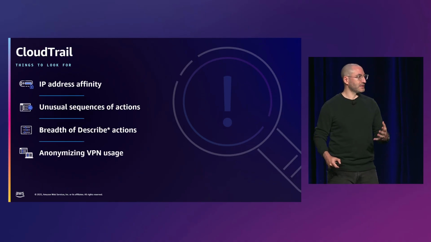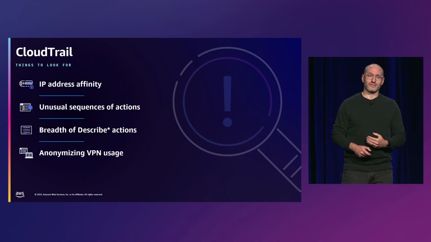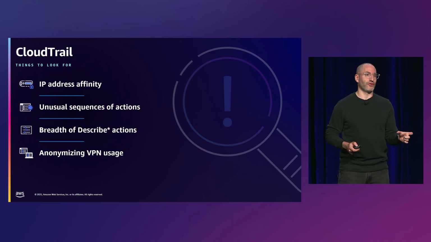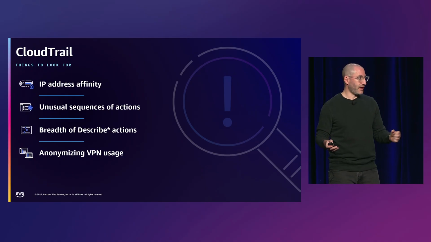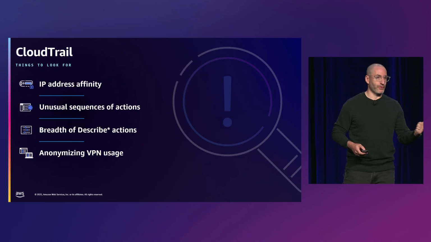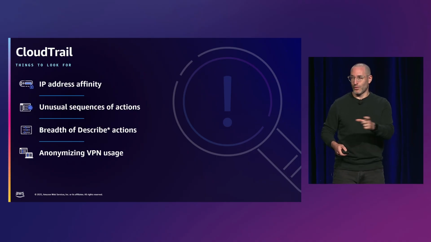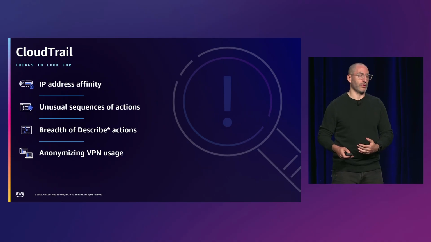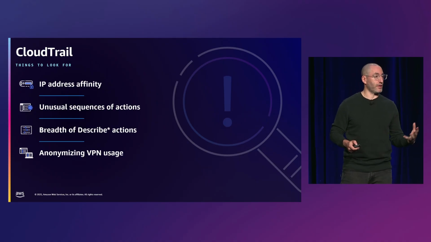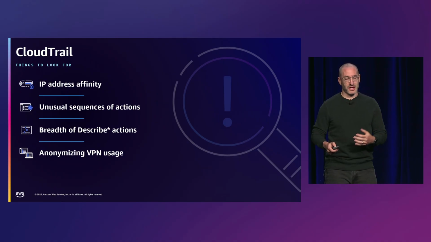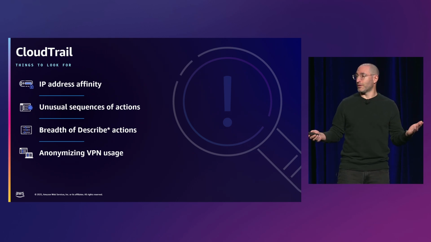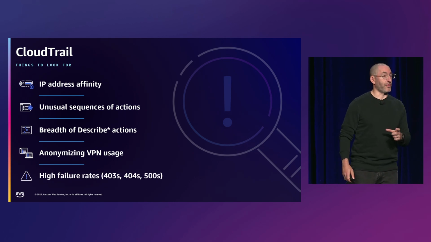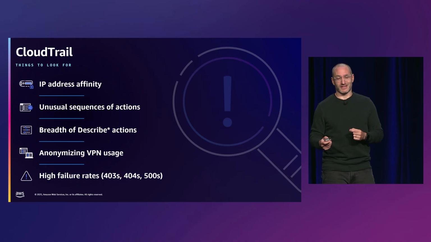Talked about VPNs a little bit earlier. Anonymizing VPN usage, particularly in conjunction with management events in CloudTrail, creating a resource, modifying a resource with an IP address that isn't known to your network or that you can clearly link to a particular VPN service. Again, a little unusual, suspect.